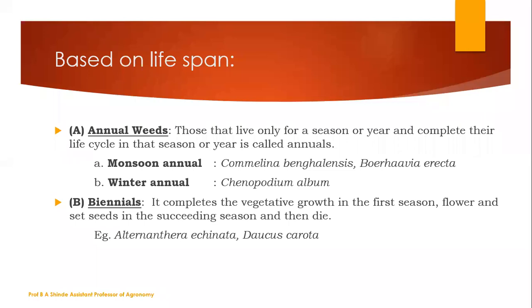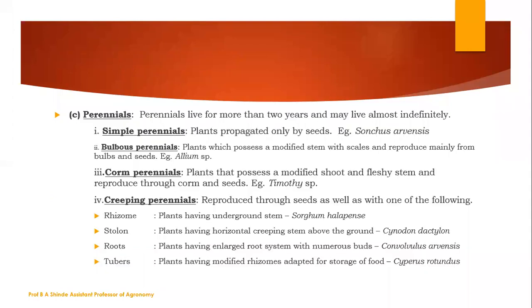And the third is the biennial. Biennials complete their life cycle within two seasons, or less than two years, and after that they die. That is, in the first season there is flowering, and in the second season there is seeding, or the setting of seeds. Examples are Alternanthera echinata and Daucus carota.